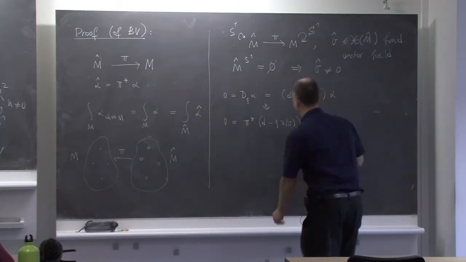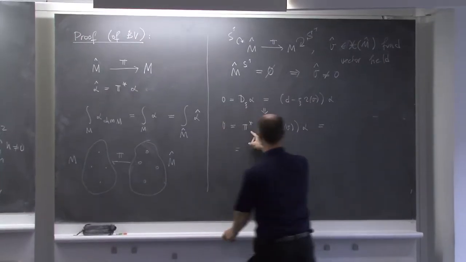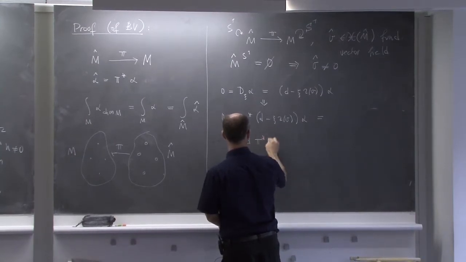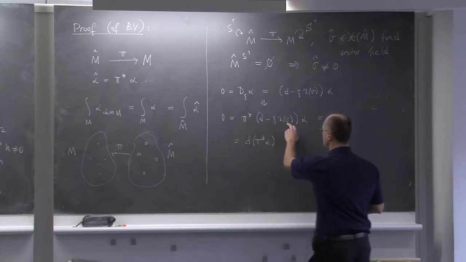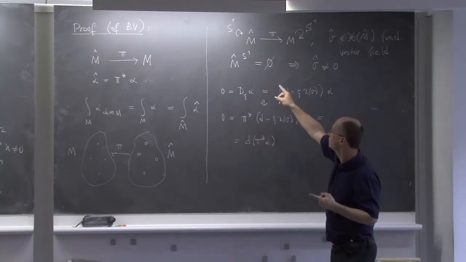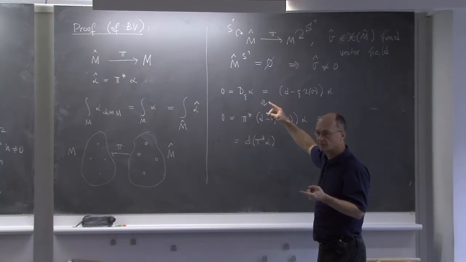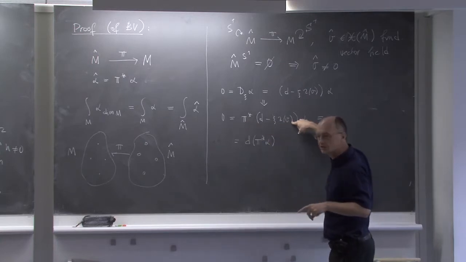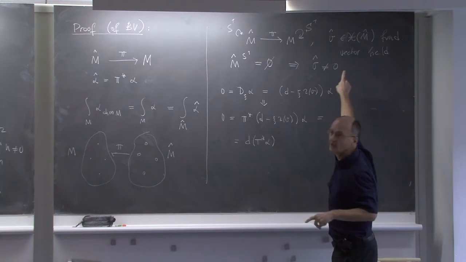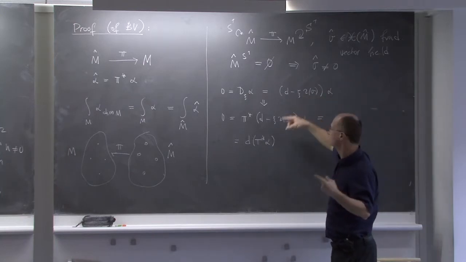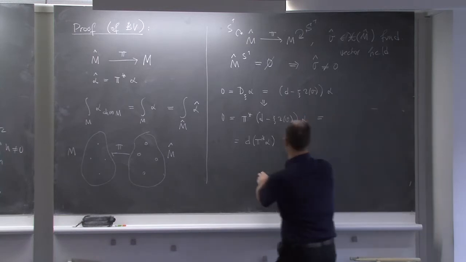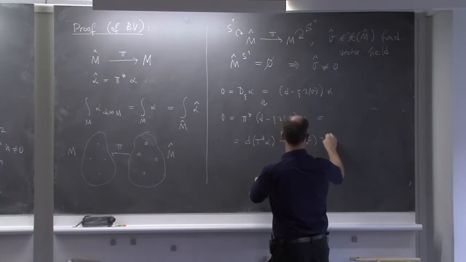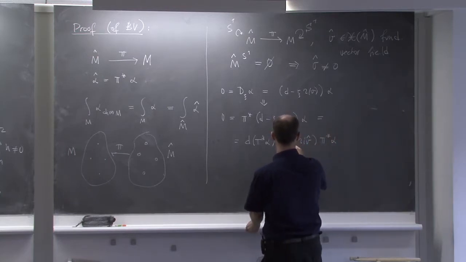And that we can rewrite in the following way. Well, of course, d commutes with pullbacks. So this is d π* α. And now what about ι_v? So we know that the map π is S¹ equivariant. Since it is S¹ equivariant, this means that we can commute π* with ι_v by replacing v by v hat. Right? So the corresponding vector field on M hat is v hat. So this is minus ψ ι_v hat π* α.